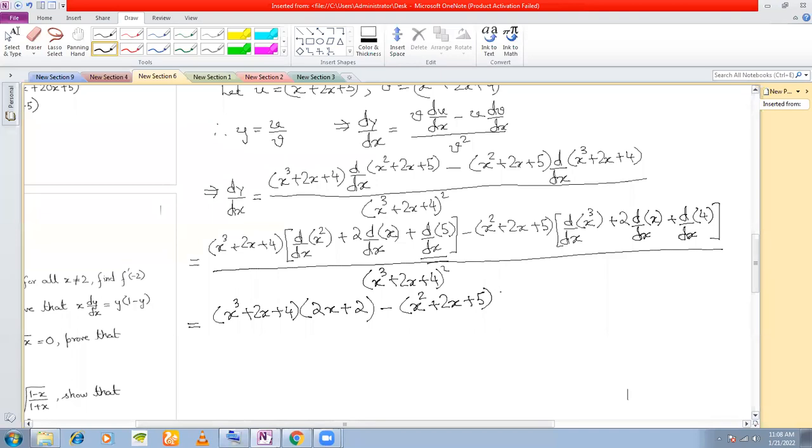Again, within the box brackets, you have d/dx of x cube first. d/dx of x cube is 3x to the power of 3 minus 1. That means 3x square. Plus twice d/dx of x. Twice d/dx of x is simply 1, so 2 into 1 means 2. And d/dx of 4, 4 is a constant, differentiation is 0. Divided by (x cube plus 2x plus 4) square.